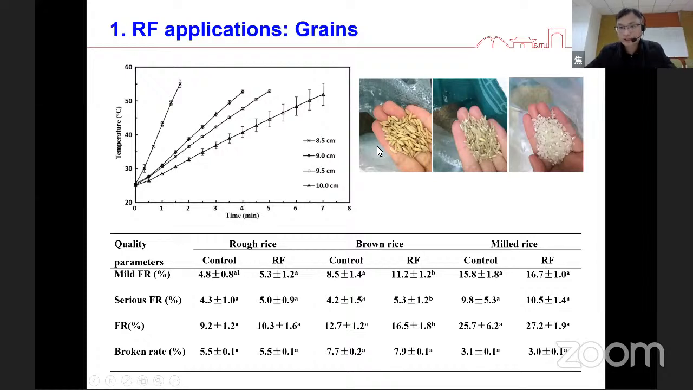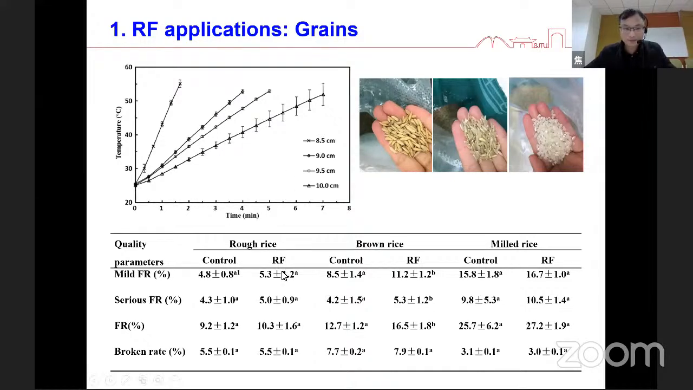And we also did a very interesting work. We all know that it's a good technology to control the insects for the rice. But if we want to apply this technology in the industry, we need to figure out where we should add this disinfestation treatment process. At the beginning stage, like the rough rice, or at the middle stage, like the brown rice, or at the final stage, milled rice. So we did this comparison to see which is the good point to add this RF disinfestation treatment.